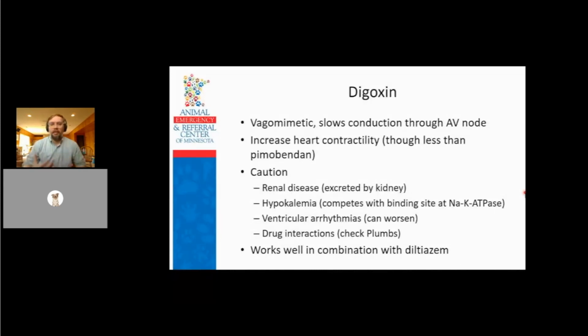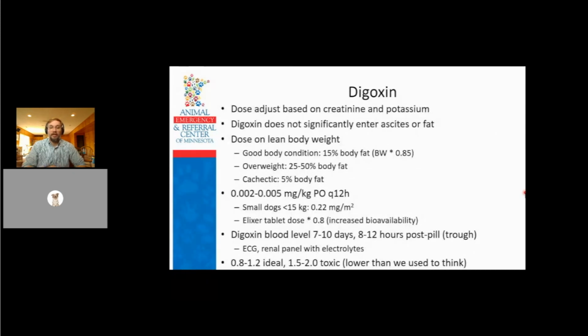Digoxin is kind of like a vagal mimetic, so it almost works like vagal tone at the AV node by slowing some of the conduction. It has some advantages in that it actually increases contractility, unlike some of the other antiarrhythmics, but it can cause toxicity. There are things that can worsen that toxicity too, like kidney disease, hypokalemia, and dosing off of fat or ascites. But it works well in combination with diltiazem, so I often use it in combination if I'm going to use it.